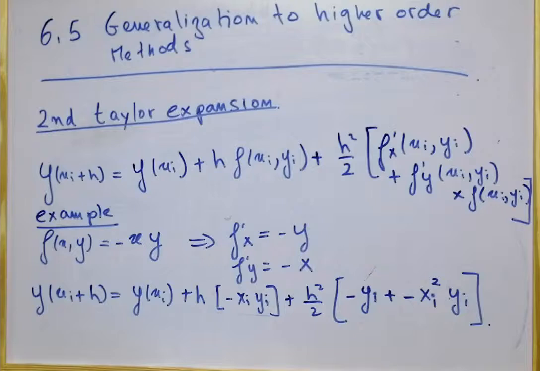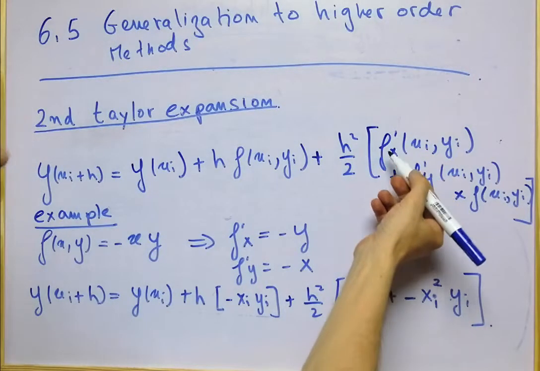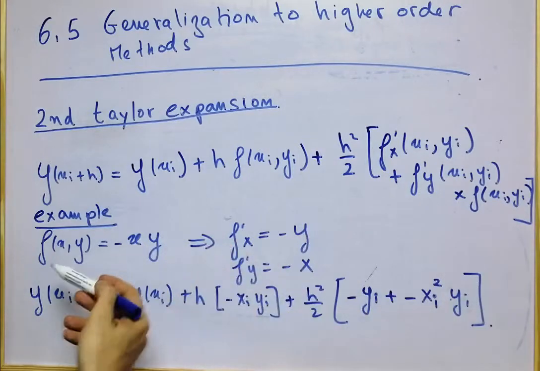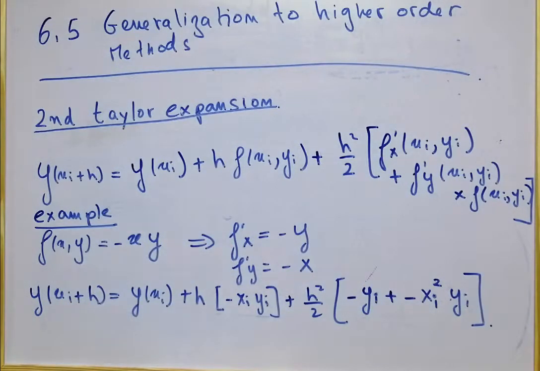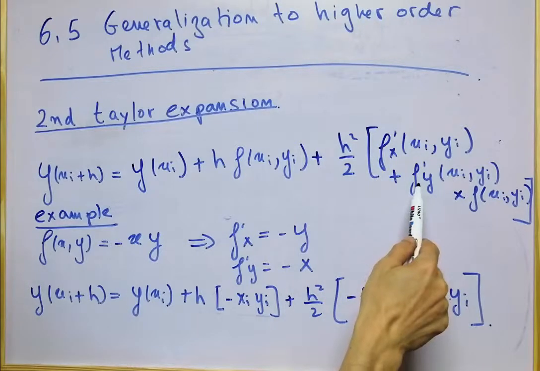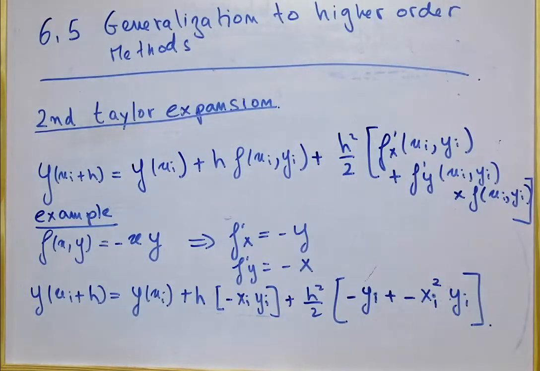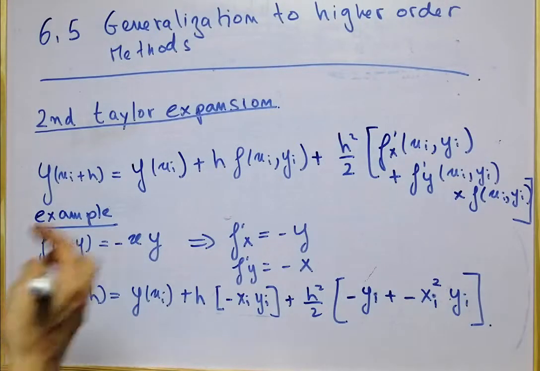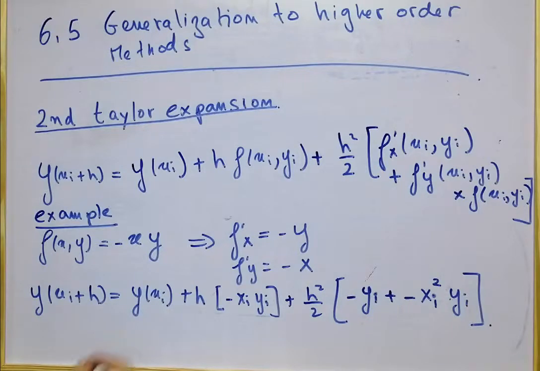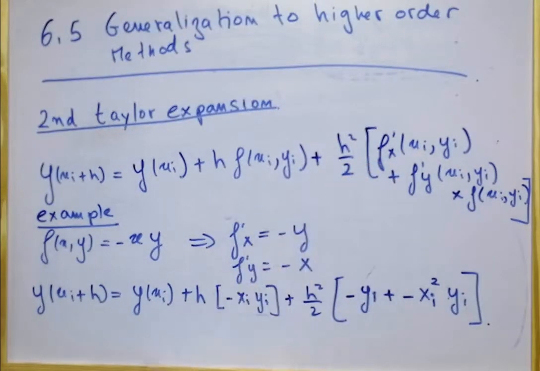Now, the only problem is that the f prime with respect to x and f prime with respect to y depend on f of x y. So we cannot derive a general expression. We need to calculate this f prime of x and f prime of y for each different function. That's why we will not use this method, even though it's an explicit method and it's second order Taylor expansion. For each function we need to derive f of x y with respect to x and with respect to y, so it is not a general approach.